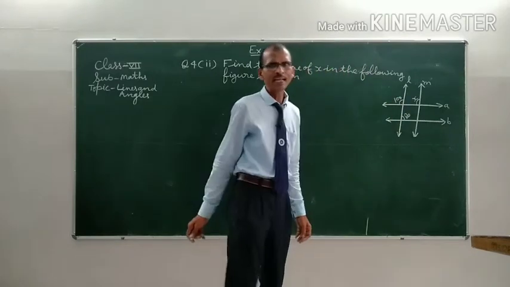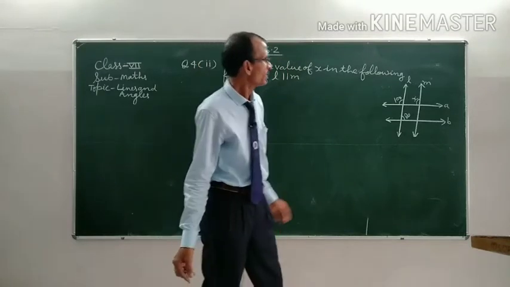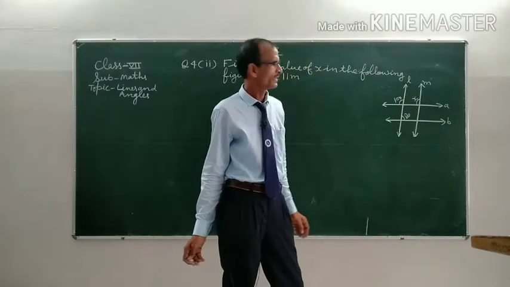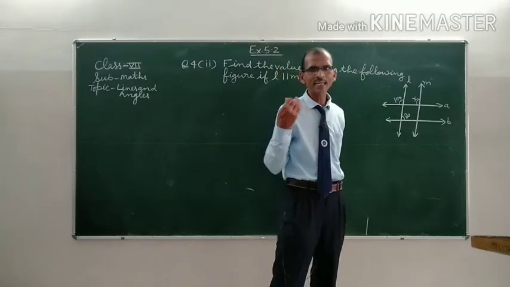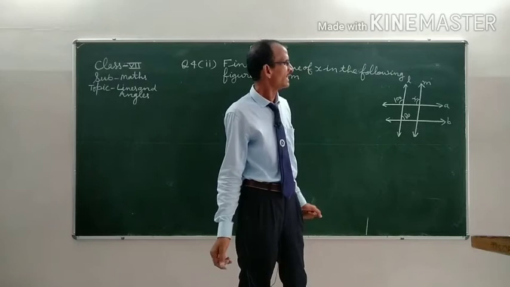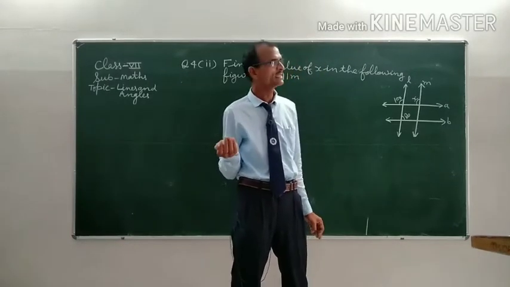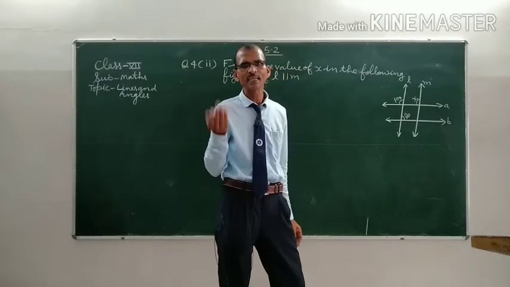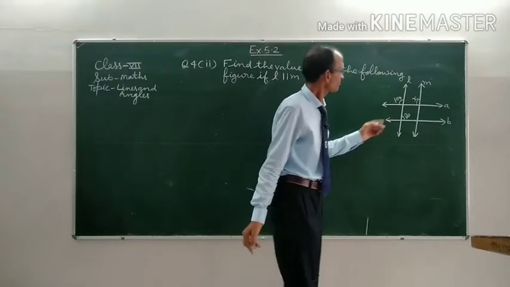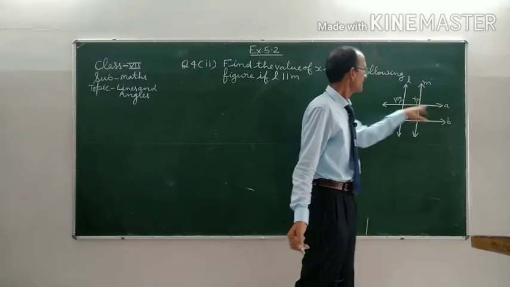In the property of parallel lines, we have read that when two parallel lines are intersected by a transversal, then corresponding angles are equal, alternate interior angles are equal, and interior angles at the same side of transversal are supplementary. Means the sum of interior angles at the same side of transversal is 180 degree. See, L is parallel to M and A is a transversal.